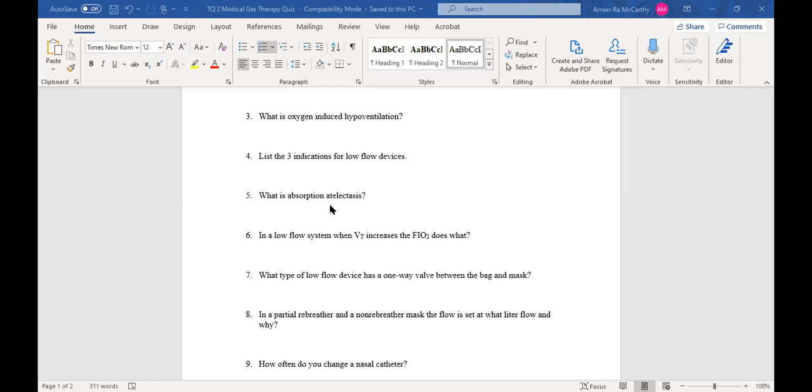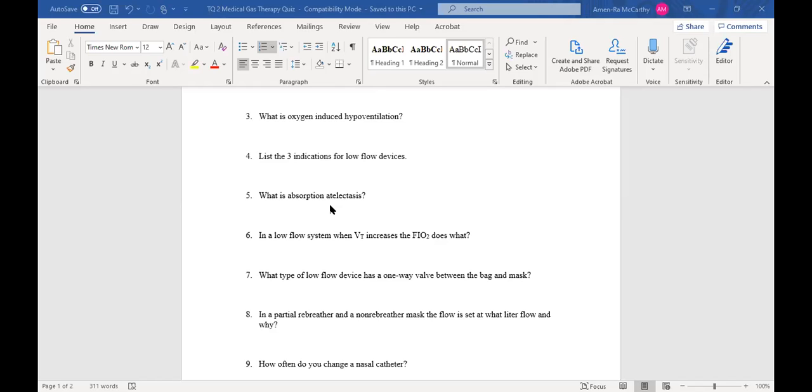High FiO2 greater than like 70%, and what? The two things, Mr. Clay, that are necessary for absorption atelectasis to happen. You have to have high FiO2s, that's like greater than 70%, and obstruction. Got to have both. That causes a depletion of the nitrogen, and it's washed out, and the alveoli falls below critical volume and collapses. Okay, so it has to be both of those.